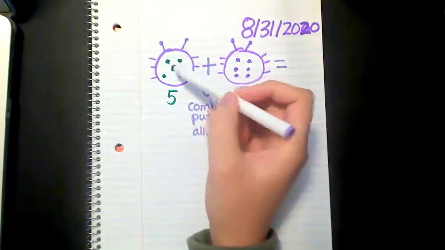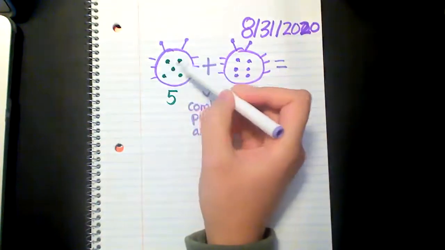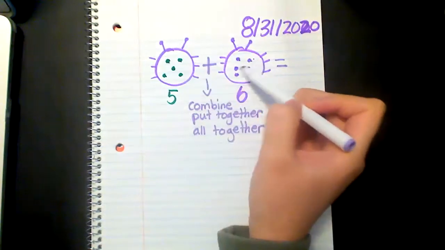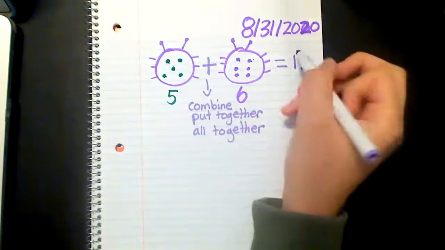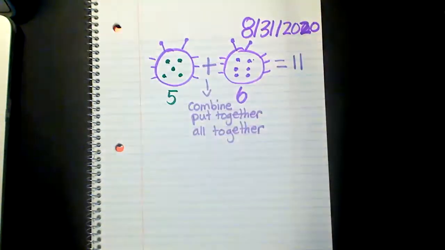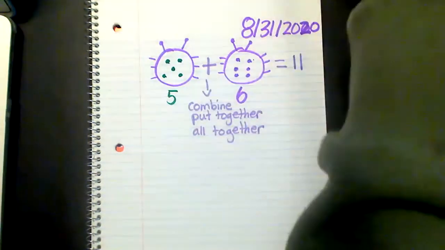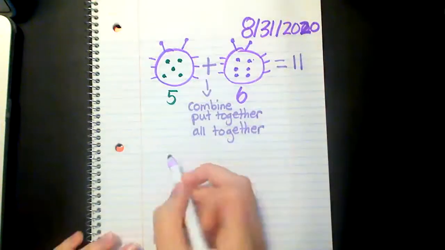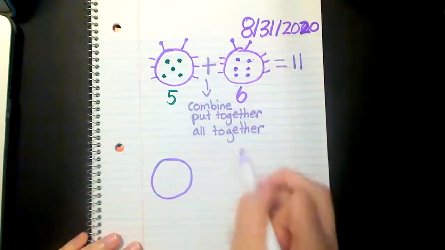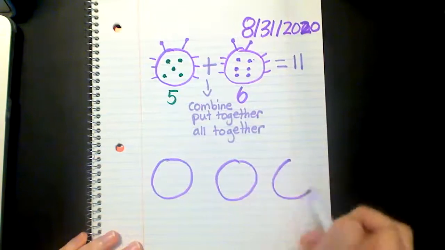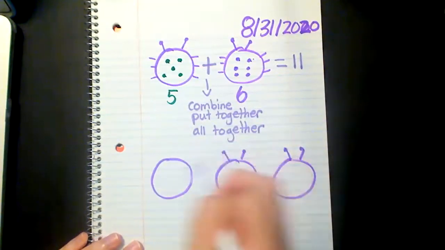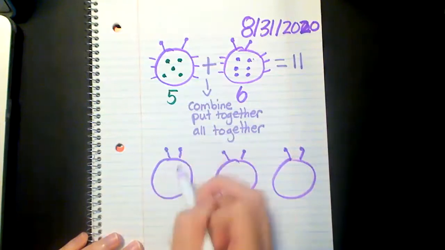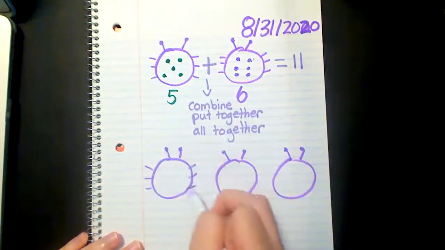So we went and counted all the dots. 1, 2, 3, 4, 5, 6, 7, 8, 9, 10, 11. So there are 11 dots in total. Okay, and then we drew some more bugs. Same thing, create your bugs. Put legs on them.